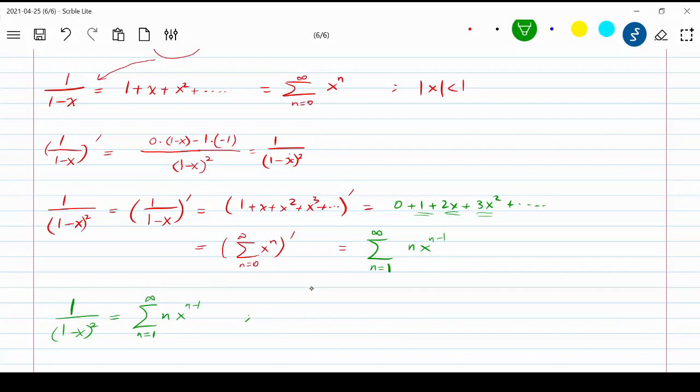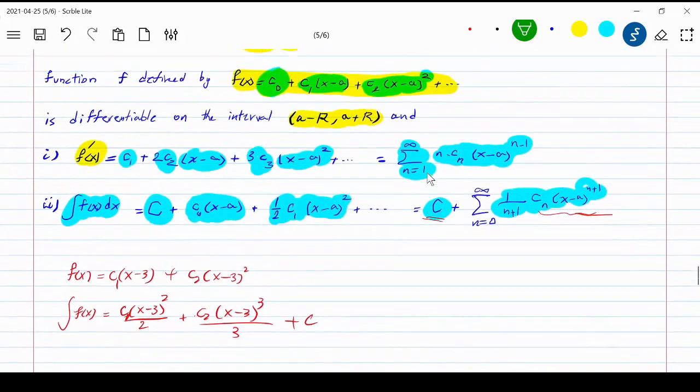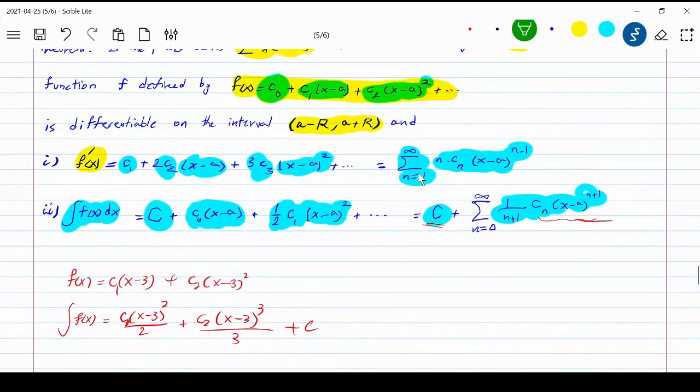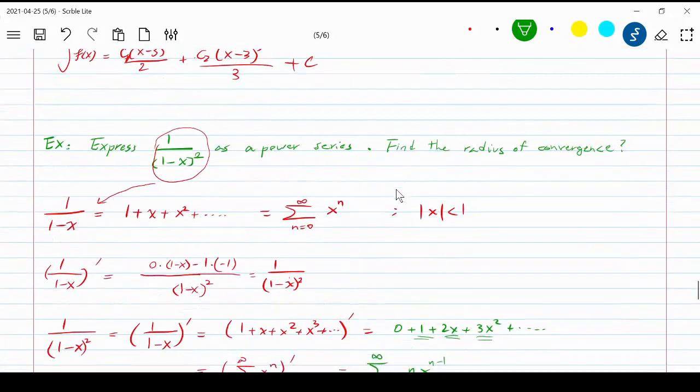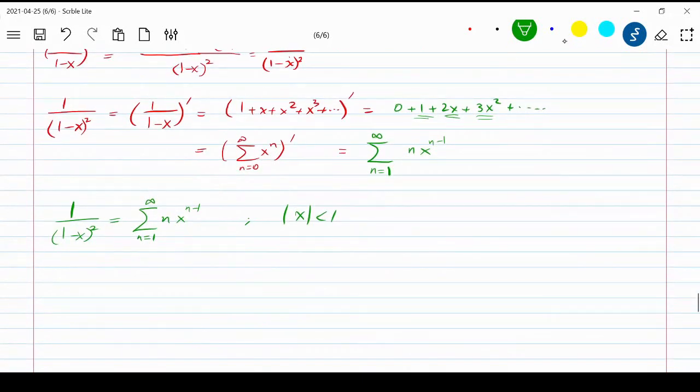And what is the interval of convergence? Absolute value of x less than 1. Okay, so the interval of convergence is still the same, because here it's differentiable in that interval. So it's still convergent within that interval, or the radius of convergence is still 1. This is the radius.